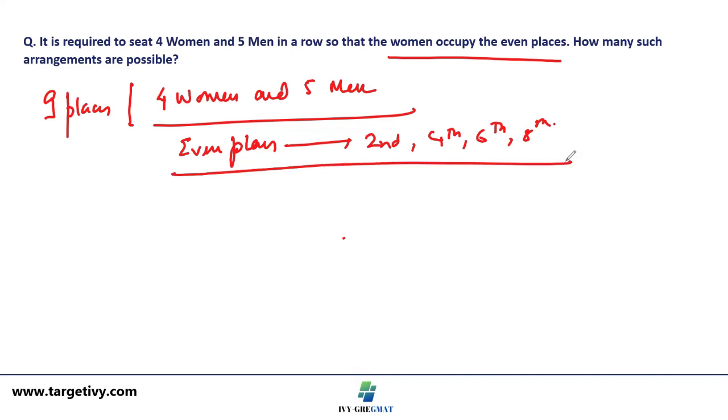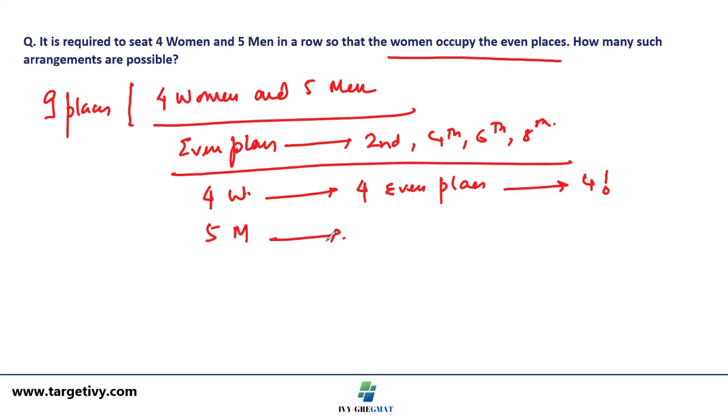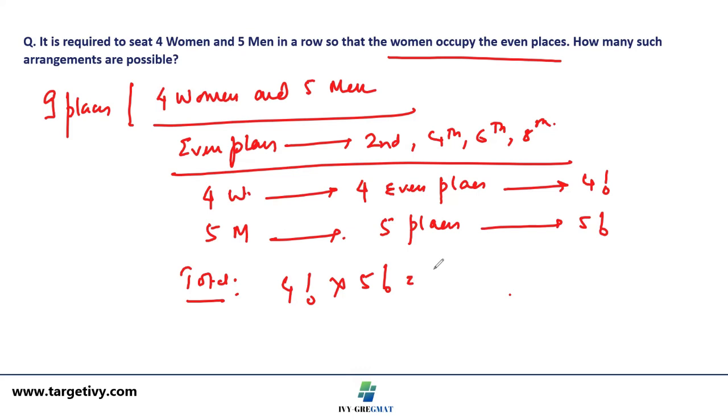So if I take these into account, there are 4 women and there are 4 even places. So that makes it factorial 4 arrangements. There are 5 men and the remaining 5 places. So that makes it factorial 5. So the total number of arrangements is factorial 4 multiplied by factorial 5, which is 24 into 120. So whatever its calculation, something like 2880.